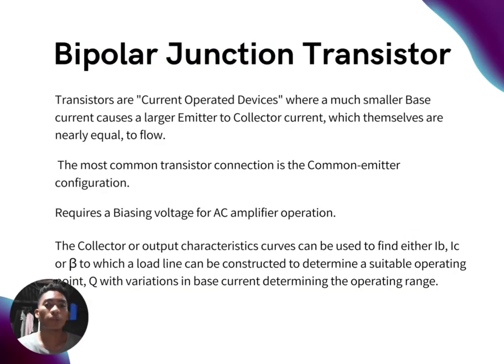Transistors are current operated devices where a much smaller base current causes a large emitter to collector current, which themselves are nearly equal in flow. The most common transistor connection is the common emitter configuration. It requires a biasing voltage for AC amplifier operation. The collector output characteristic curves can be used to find either IB, IC, or VCE, from which the load line can be constructed to determine a suitable operating point, Q, with the variation of base current determining the operation range.